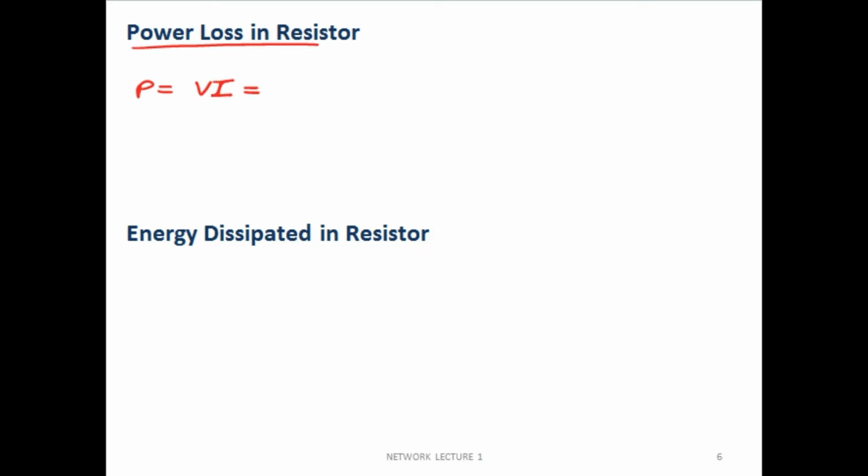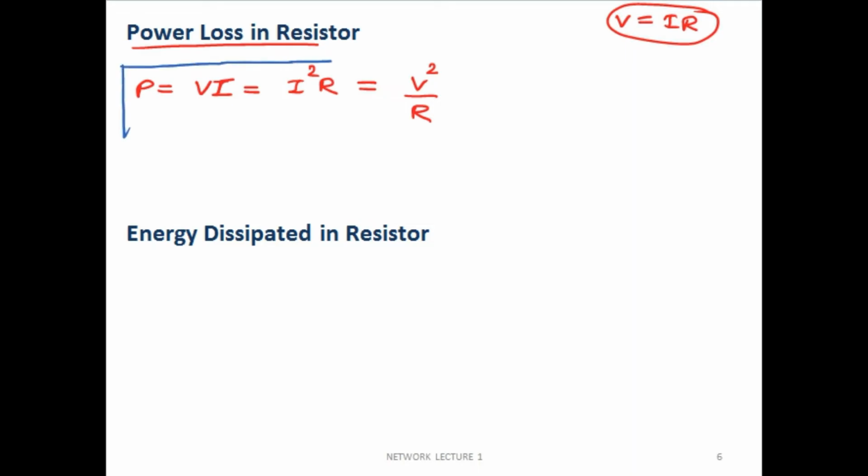Now according to Ohm's law we also know that V is equal to I into R. So if we substitute the value of V here, we are getting I square into R. And if we substitute the value of I, which is V by R, we are getting V square by R. Okay, so we can use any of these formulas depending on the data given in the question to calculate the power loss in the resistor.